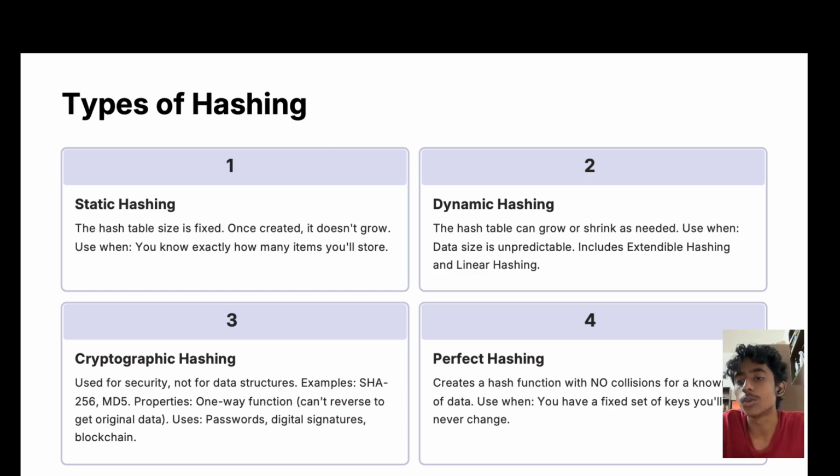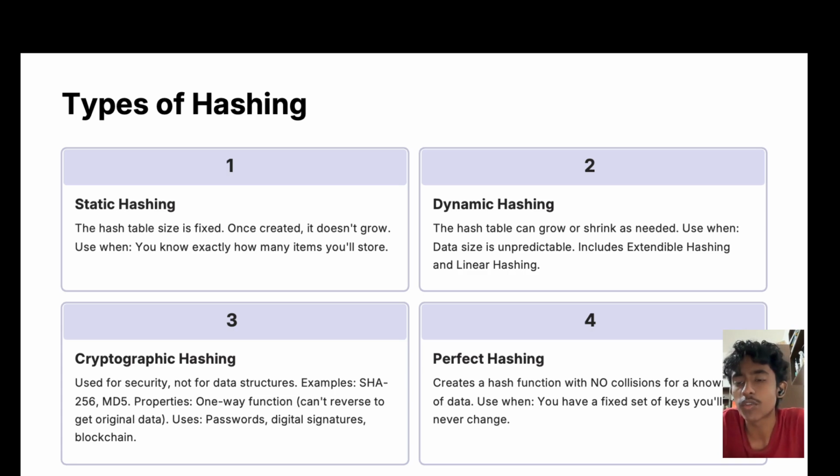Hashing powers the digital world. Websites use it for password storage, storing hashes instead of actual passwords. Databases use hash tables for indexing to find records instantly. Caching systems like Redis store frequently accessed data in hash tables for quick retrieval. Compilers use hash tables to track variable names and their addresses. Bitcoin uses cryptographic hashing to link blocks in the blockchain.